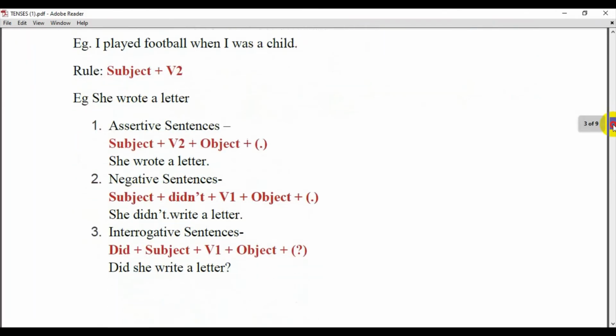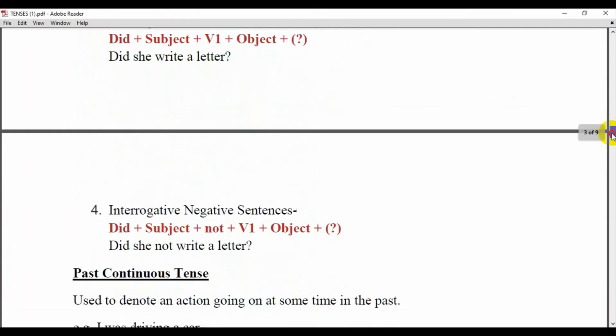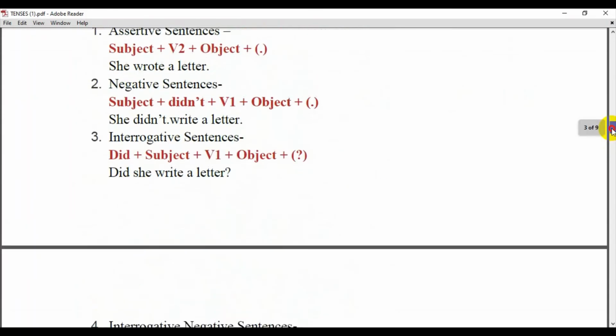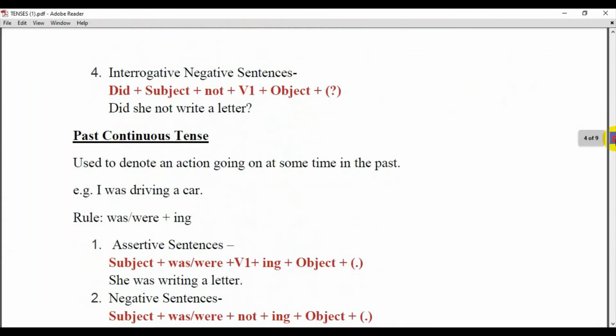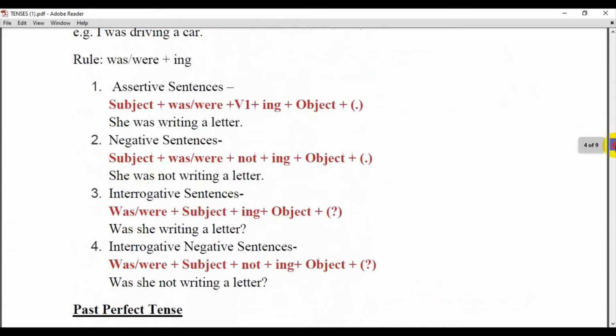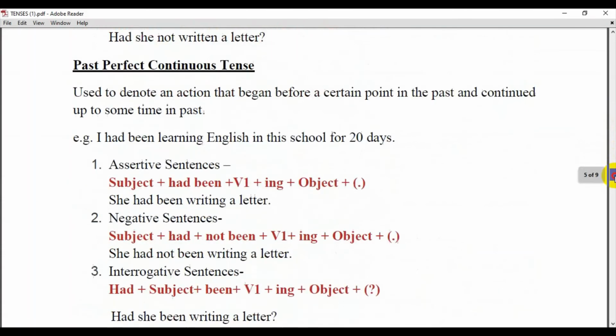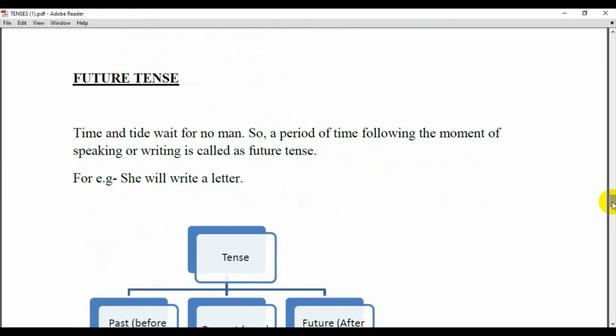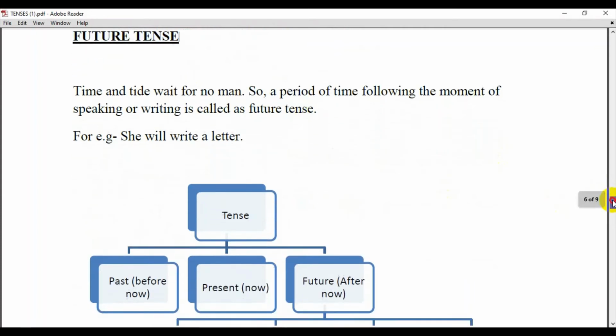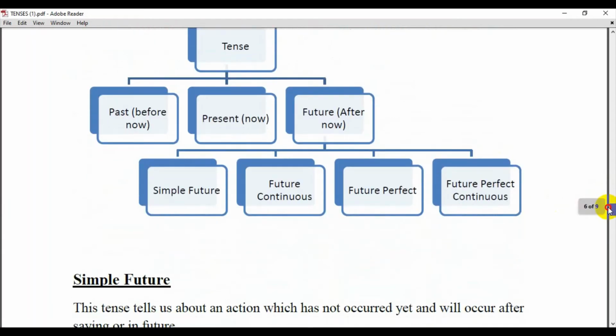And here we have also the formulas of the tense and some examples, and how to negate the sentence in this tense, and also how to make questions, and so on. This is the past continuous tense, the past perfect, and so on. We also have the last tense, which is the future tense, when we talk about things in the future. Here also the same, we have the simple future, the future continuous, the future perfect, and the future perfect continuous.